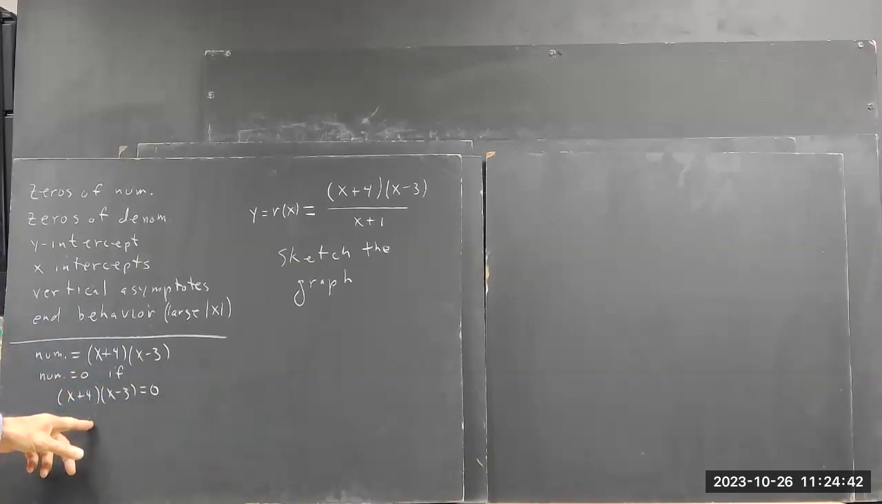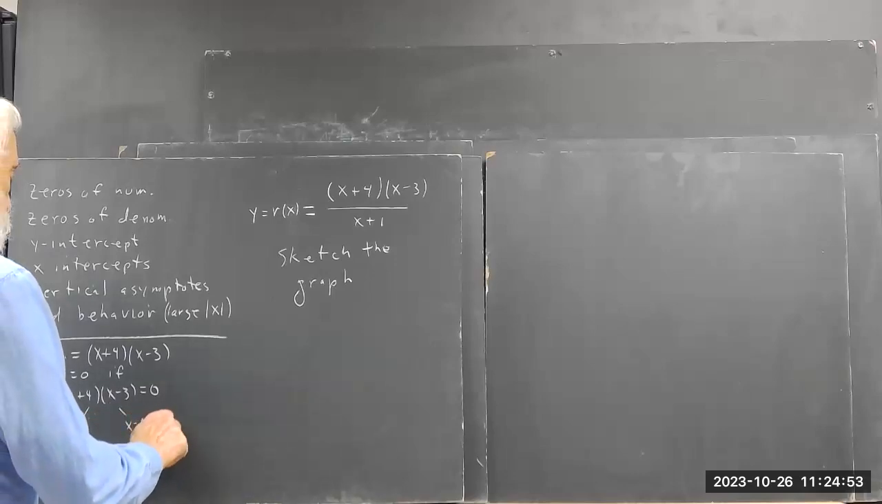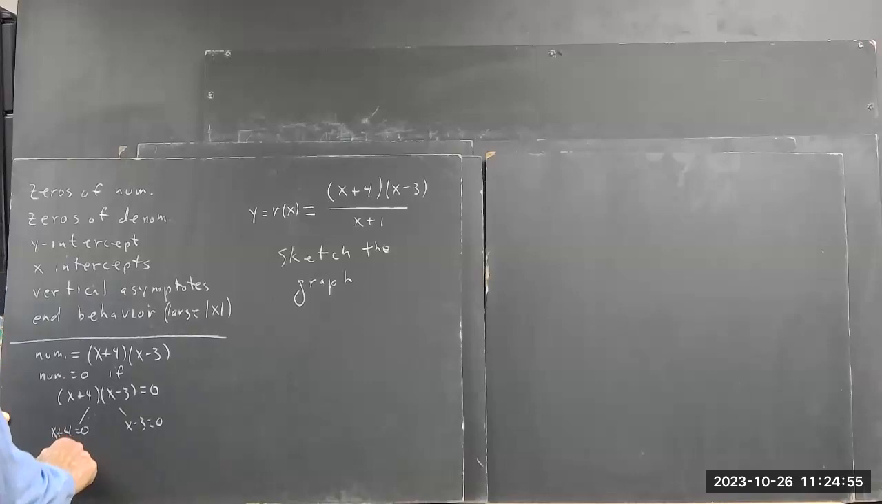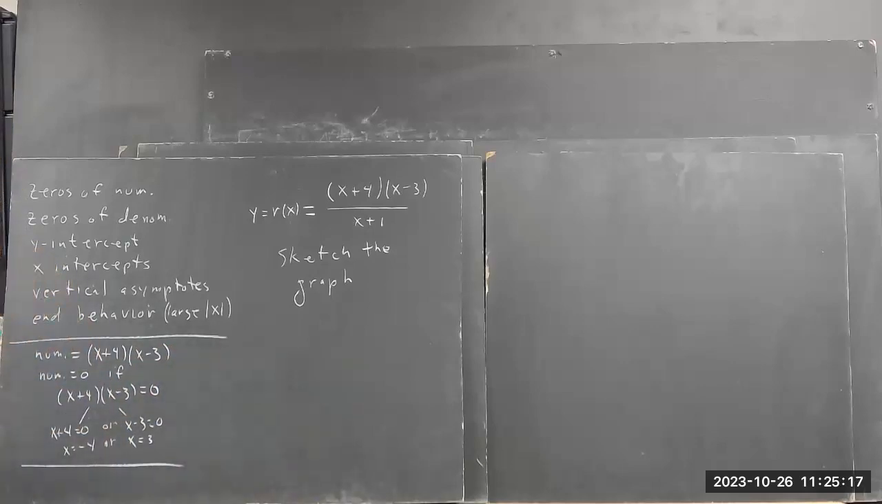All right. So we've got this equation. And how do we solve this equation? This equation splits into the equation x plus 4 equals 0 and the equation x minus 3 equals 0. And the solution to this equation is x equals negative 4. And write the or in here, or x equals 3. So the numerator is 0 if x equals negative 4 or if x equals 3. Okay. And right there you have a complete statement of what it is that you're doing.